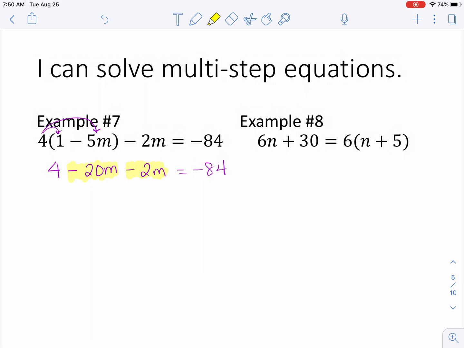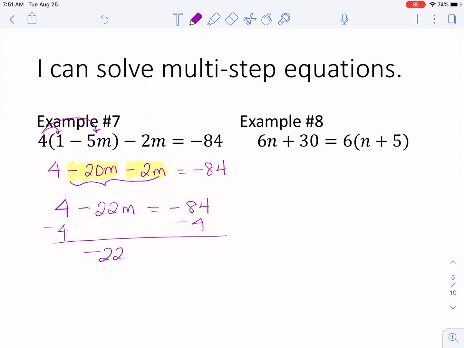Now, again, I like to highlight this negative 20m and this negative 2m are like, they're both red M&Ms. So I can put all the red M&Ms together. So I'm going to do that. My 4 does not change. These two things became negative 22m, and it equals negative 84. Now I'm going to subtract my 4 from both sides. Negative 22m equals negative 88. Divide by negative 22. M is equal to 4.